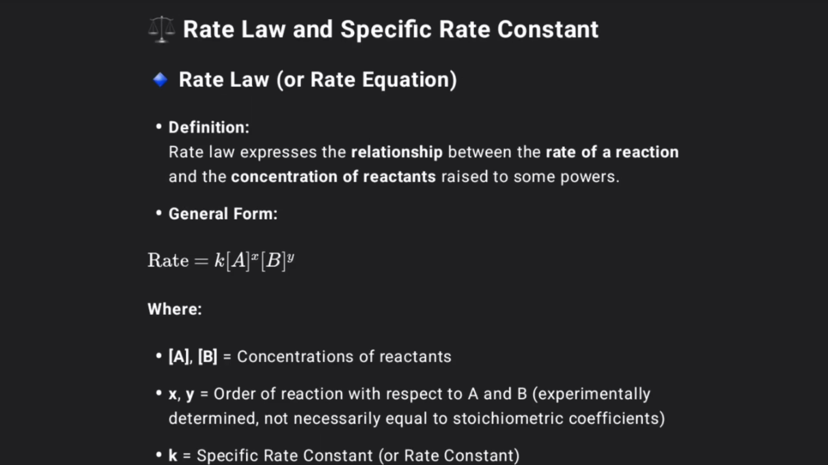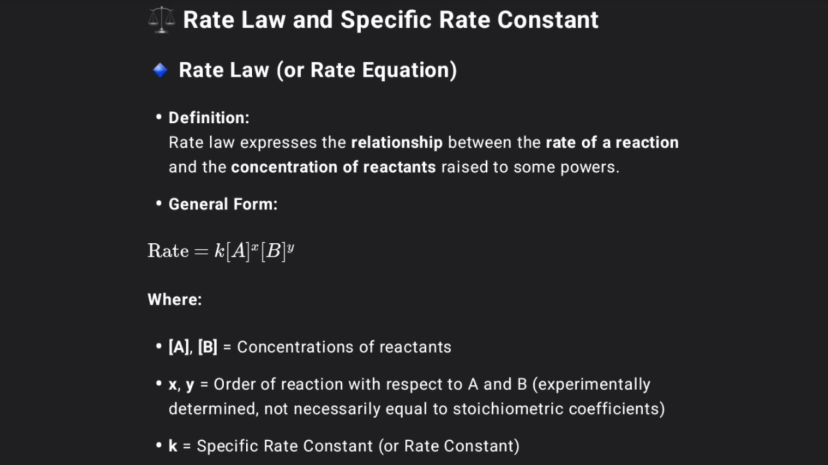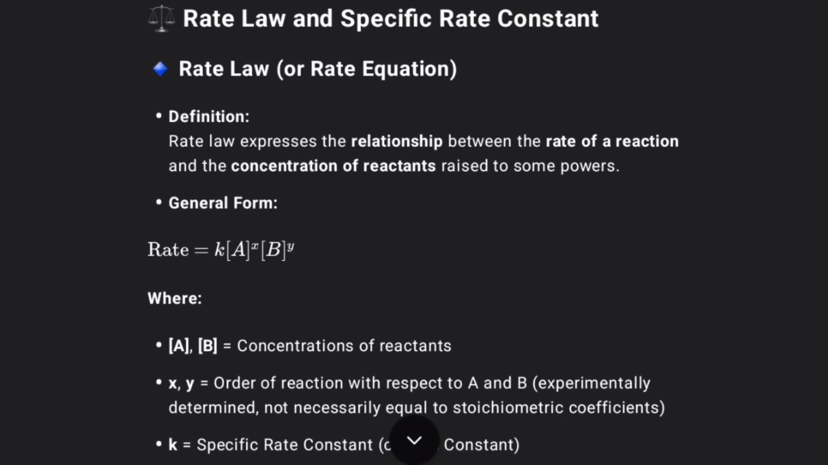Rate law and specific rate constant. Rate law, or rate equation. Definition: the rate law expresses the relationship between the rate of a reaction and the concentration of reactants raised to some powers. General form: rate = k[A]^x[B]^y, where [A] and [B] are concentrations of reactants, and x and y are the orders of reaction with respect to A and B, experimentally determined, not necessarily equal to the stoichiometric coefficients.